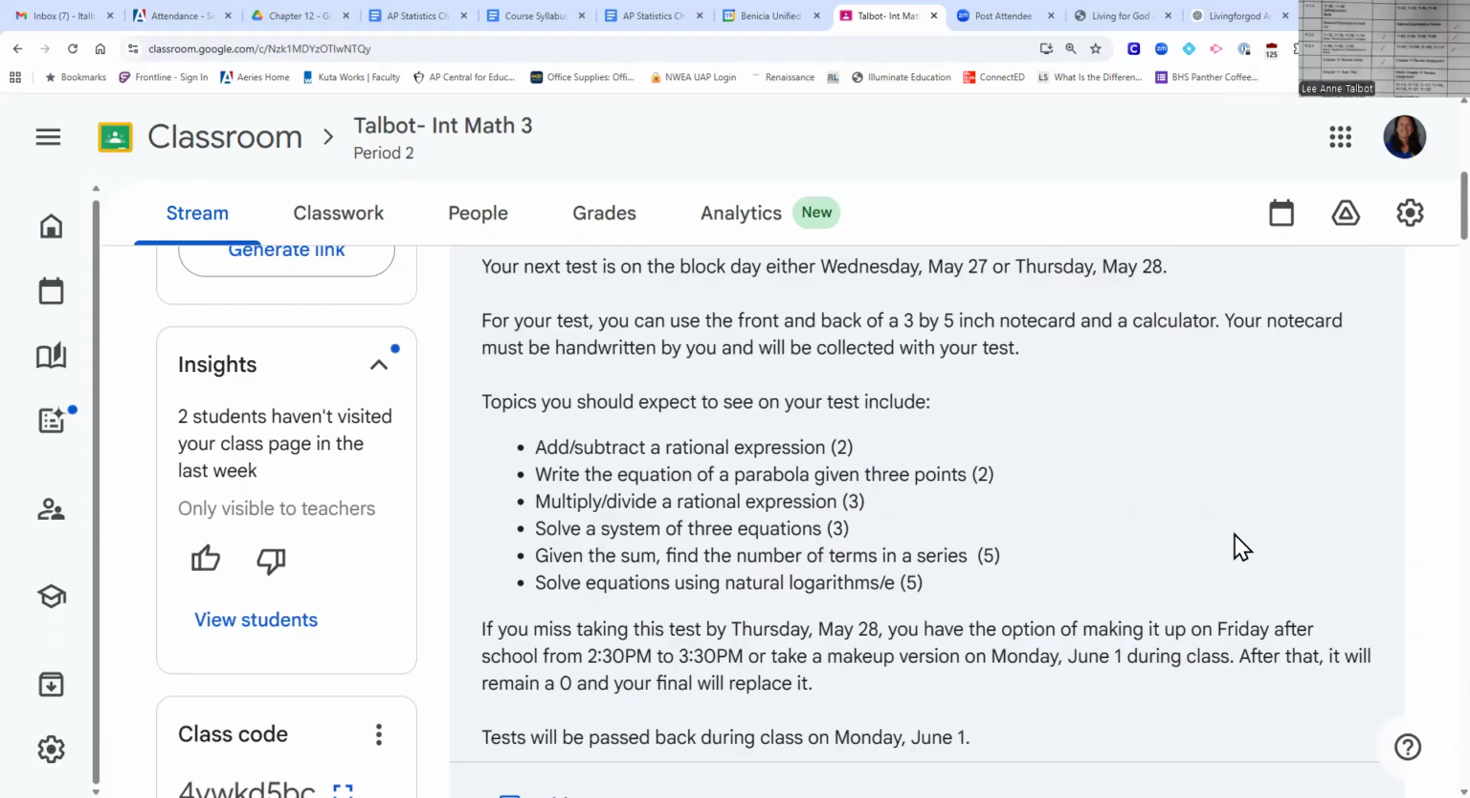Here's the important note. If you get sick or something, or miss taking this test by Thursday, you have the option of making it up on Friday after school from 2:30 to 3:30, or taking a makeup version on Monday during class. After that, it will remain a 0 and your final will replace it. You guys remember, your final will replace one lowest test grade. This would be your 1. You don't get this one and another one. Doesn't work like that. We're going to pass the test back on Monday.